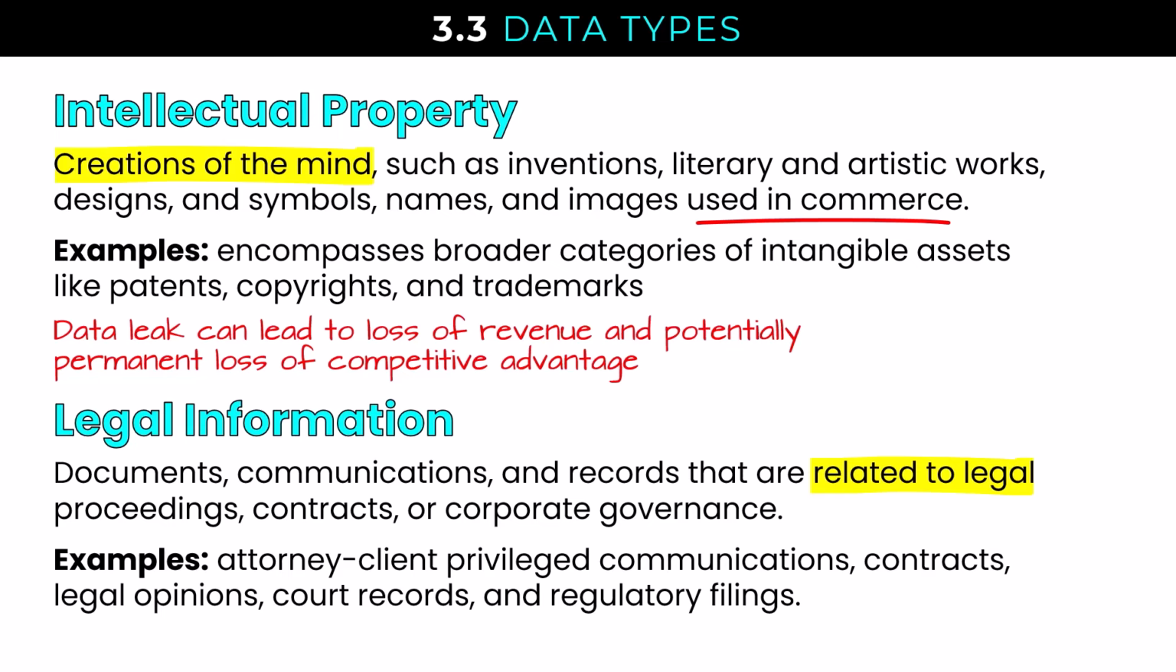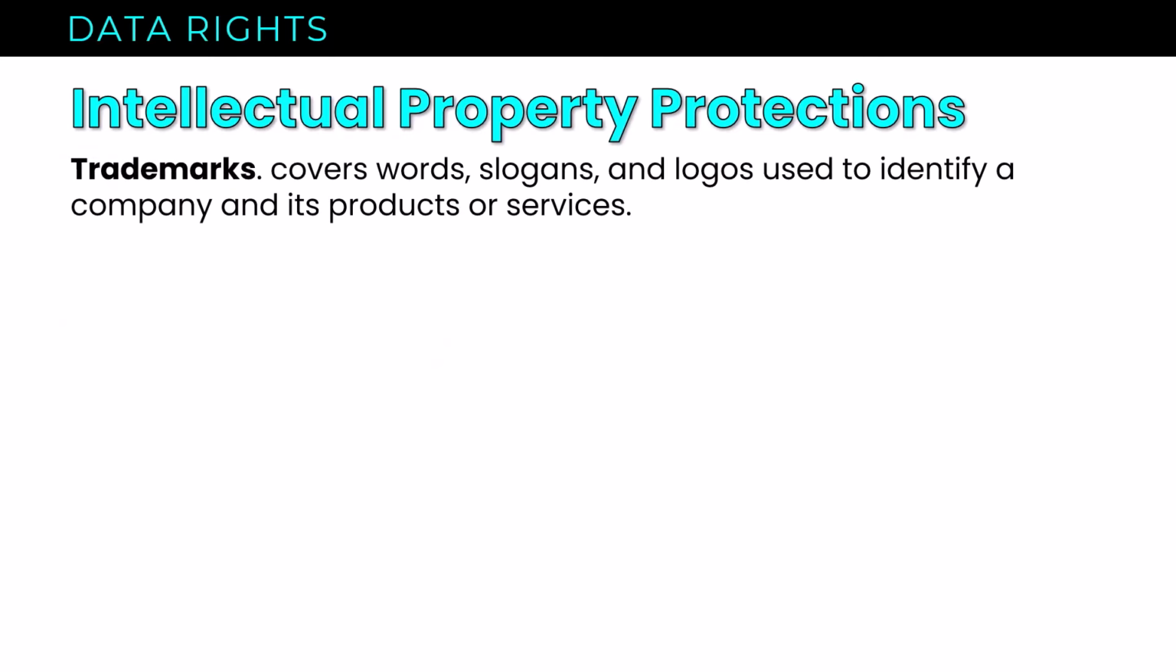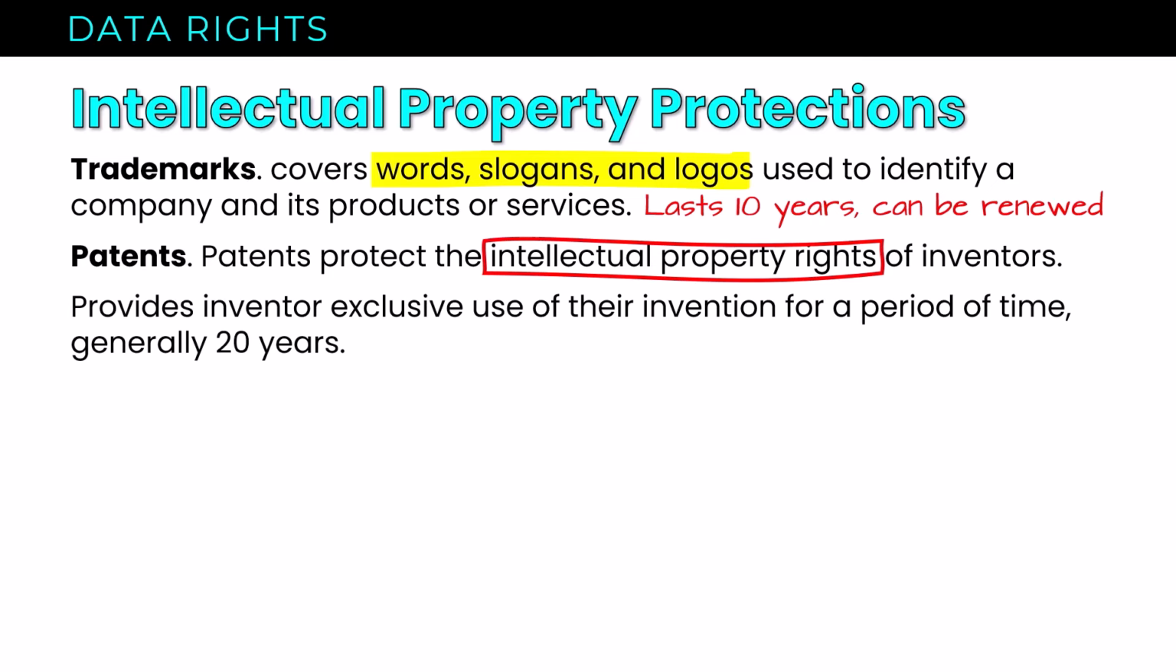Now we're going to take a sidebar here and discuss some intellectual property protections. There are trademarks that cover words, slogans, and logos used to identify a company and its products or services. A trademark lasts 10 years and can be renewed. A patent protects the intellectual property rights of inventors, and it provides the inventor exclusive use of their invention for a period of time, generally 20 years, but the filing requires public disclosure. And granting of a patent is not automatic.